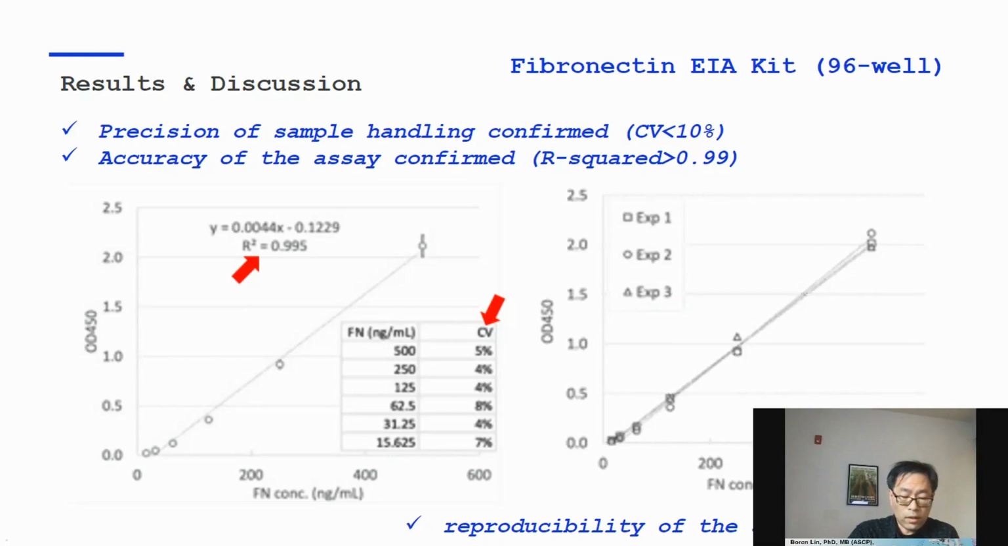They all have a coefficient of variation, or CV, lower than 10%. The experiment was repeated two more times, showing a reproducible result, as these three response curves were almost overlapping, shown in this right-hand side figure.